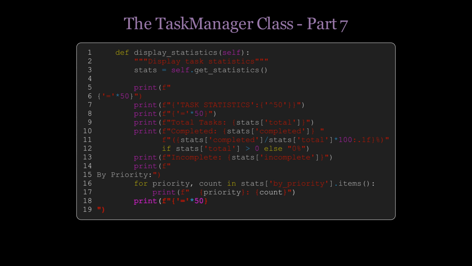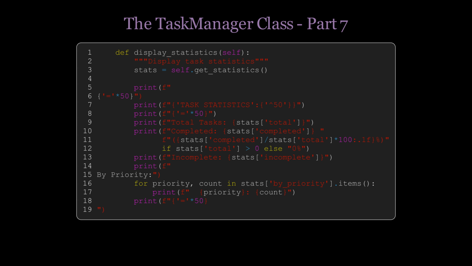Now let's add a method to display these statistics in a beautiful format. This will give users a dashboard view of their productivity. The display statistics method calls getStatistics to fetch the data, then formats it beautifully. We print a centered header with equal sign separators.